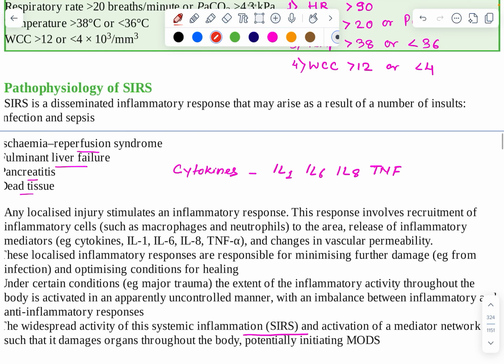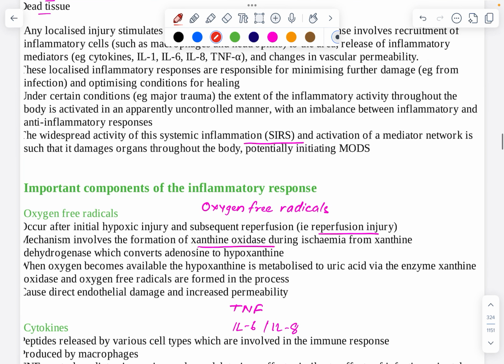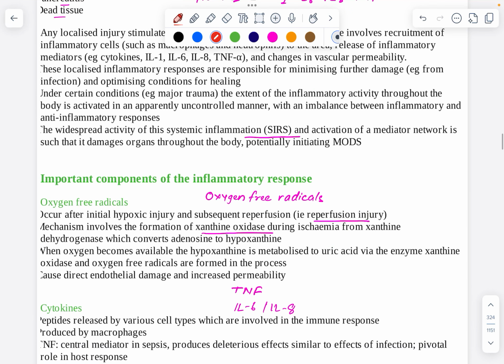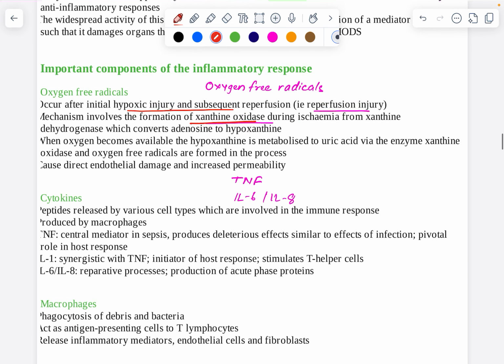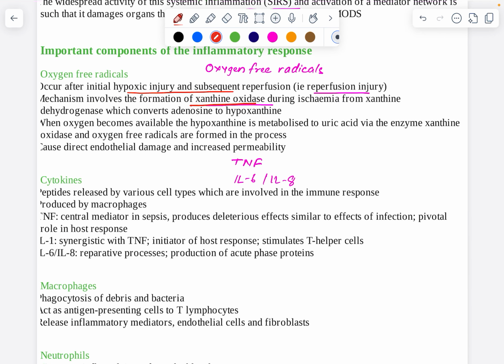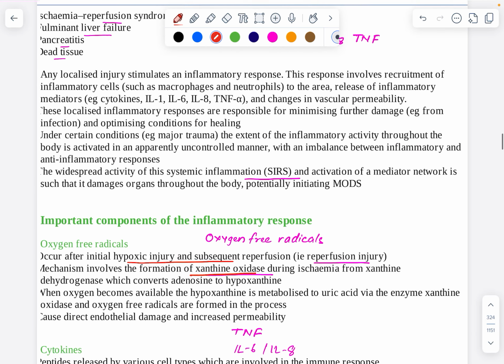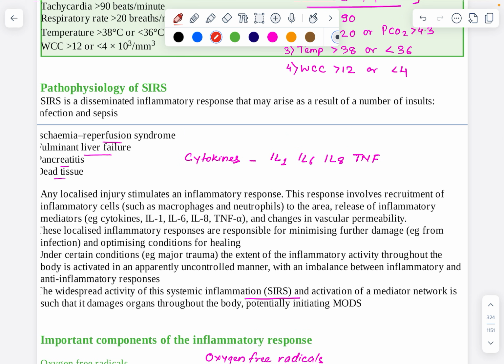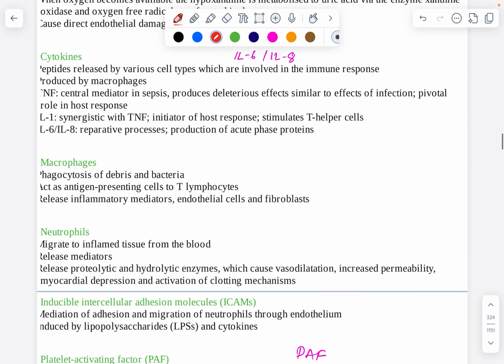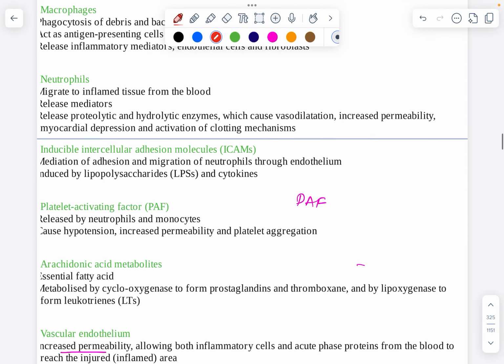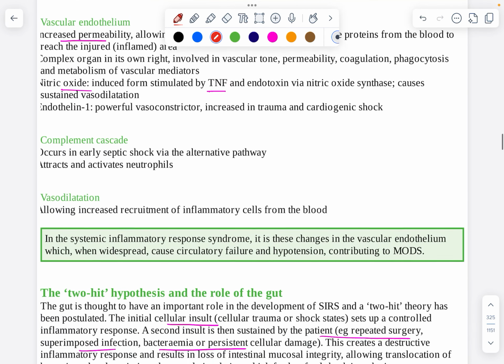These are the systemic features. Cytokines involved are inflammatory cytokines. IL-6 is the most common. Oxygen free radicals are important, that is called oxygen reperfusion injury. Initial hypoxic injury is followed by a subsequent reperfusion mechanism in the formation of xanthine oxidase. These are the inflammatory cytokines. IL-6 production causes acute phase release which involves immune response. Platelet activating factor, hypotension.